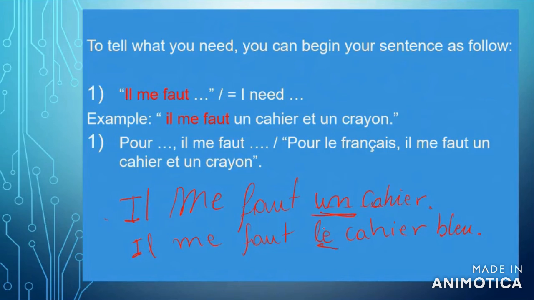Don't forget that. And if you want to say, I don't have, remember, instead of using an indefinite article, you have to use de, which is a preposition.